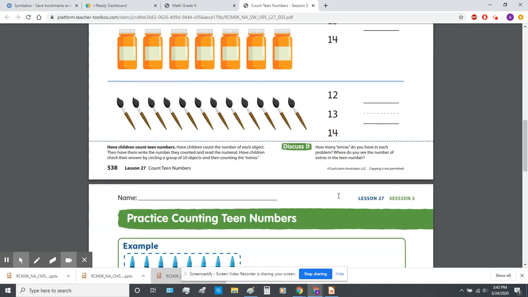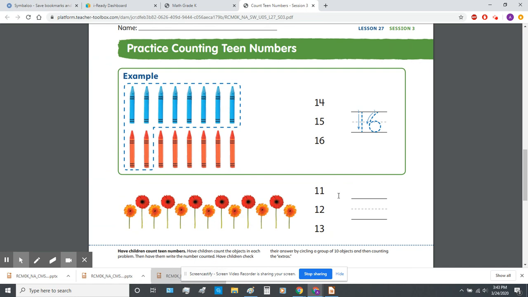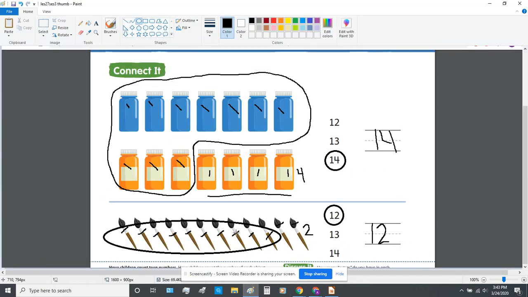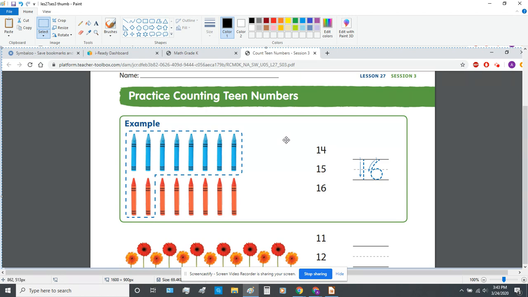Okay? The rest of the activities work the exact same way. I'm going to do the practice with you, but then the remaining items I want you to do on your own, front and back. Okay? So let's take a look at how they found their 10 crayons, circled them, and counted to their extra. Okay? So count the blue crayons with me and then keep counting into these red until we find 10. 1, 2, 3, 4, 5, 6, 7, 8, 9, 10.